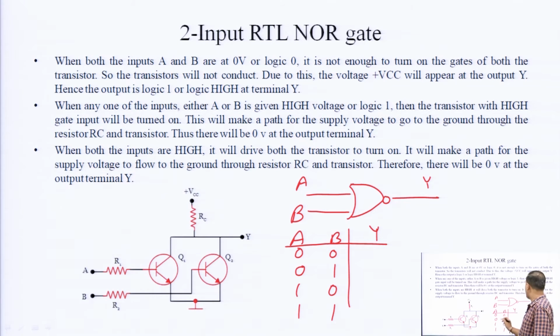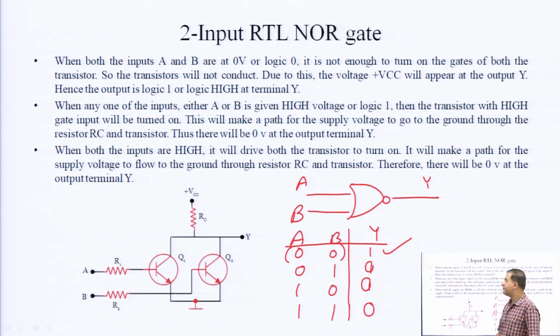For the NOR gate, when both the inputs are 0, then only we will get a high output, and in the rest of the cases we will get 0 output. This is actually the NOR gate. So, this thing we are going to implement using RTL logic.